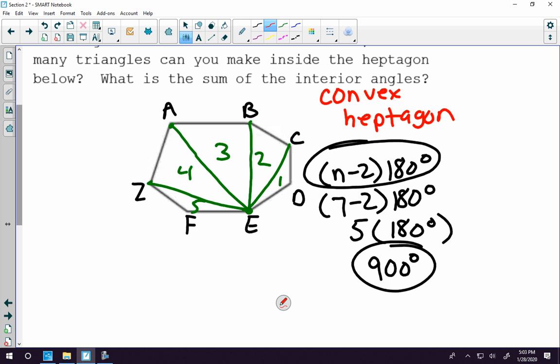Why minus 2? If you missed it earlier, because when I was starting from point E, I could not make a triangle from point E to point D. And when I went from E to F, it didn't create a triangle. And that's always going to happen no matter which convex polygon we're dealing with. We're not going to be able to make triangles in two directions, if you will. That's where the minus 2 part comes in.